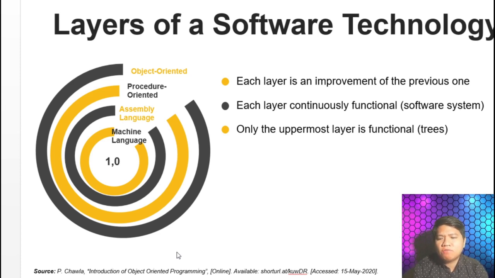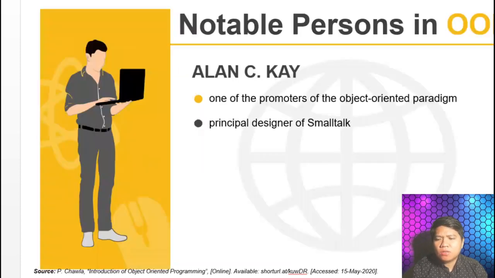However, the analogy fails if we consider the life of these layers. In software system, each of the layers continues to be functional, whereas in the case of trees, only the uppermost layer is functional. Another notable person in the field of OOP is Mr. Alan C.K.